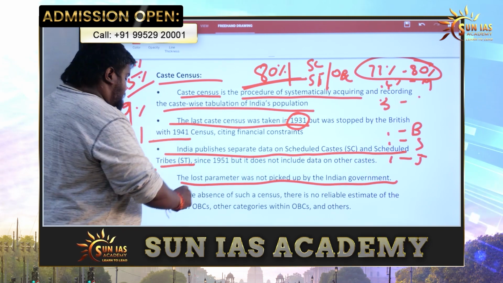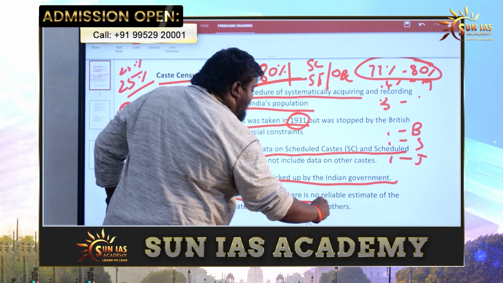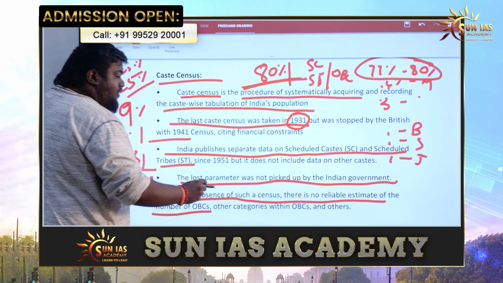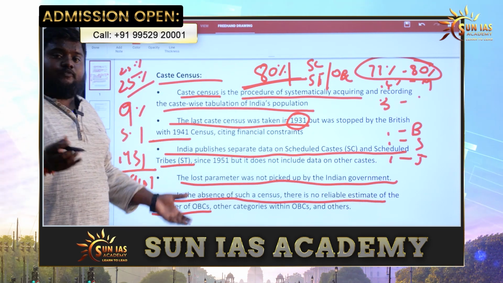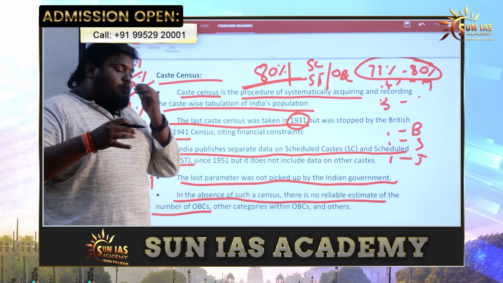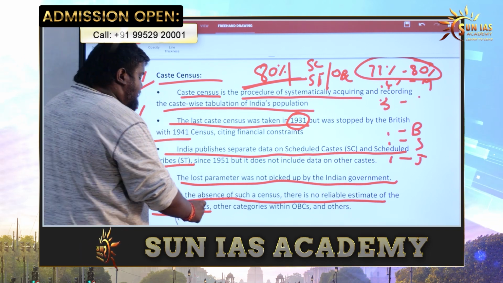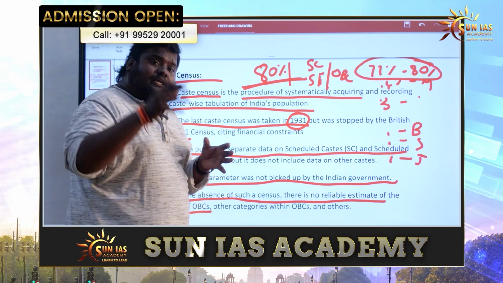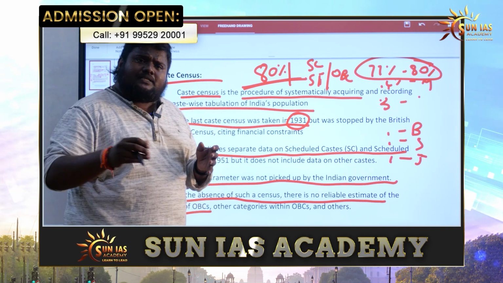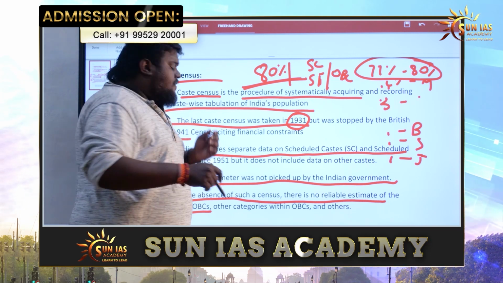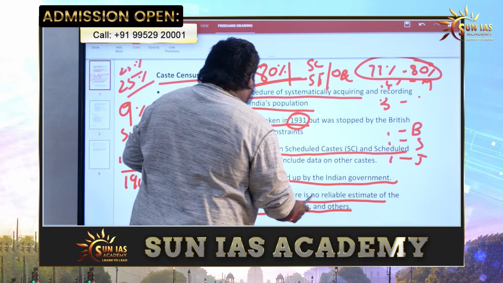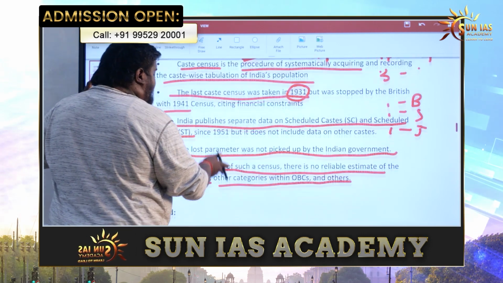In this absence, there is no reliable estimate of the strength of the OBCs, what kinds of castes there are, or which people are facing problems. There are many problems, and there are sub-categorizations of caste present inside the OBCs, and not only in the OBCs, but inside the SC as well as ST also. So other categories within the OBCs are also being denied. These are the various problems.